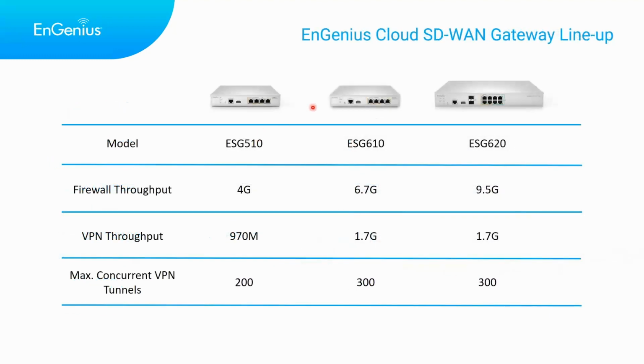So to compare, 510 can handle firewall throughput of about 4 Gbps, VPN throughput of 970 Mbps, and then a maximum concurrent VPN tunnel. So this is site-to-site, mesh VPN or client VPN tunnel. It's about 200. So that's plenty for most, but some people require a bigger capacity. Maybe they have more branches, more sites, or more staff to connect back to their HQ.